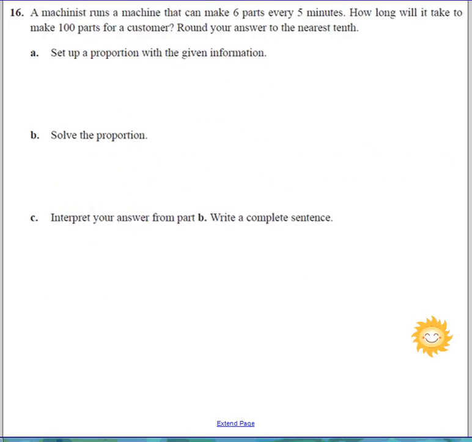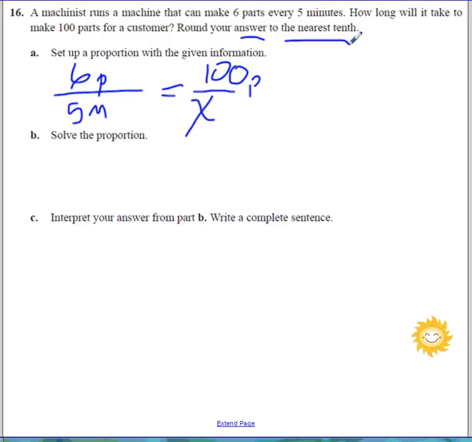And our last story problem says that a machinist runs a machine that can make 6 parts for every 5 minutes. So our proportion, 6 parts over 5 minutes. How long will it take? So that's in minutes. So that's going to go on the bottom. Let's use X this time to make 100 parts. Notice it says to round your answer to the nearest tenth. So we're not going to get something that divides evenly. And it wants us to round 1 decimal place.